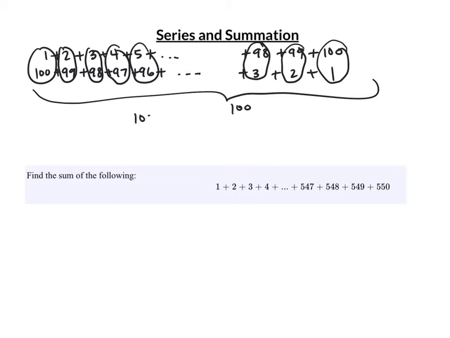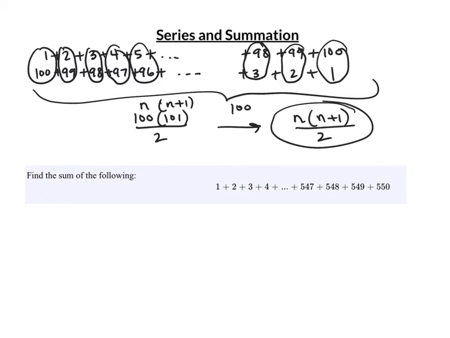So if I take 100 times 101, what that would do is give me the sum of the numbers from 1 to 100 twice. So all I need to do then is divide it by 2. And this led to a formula that if I want to add the numbers from 1 to any number, let's call it n, I just take n times n plus 1 and divide it by 2.